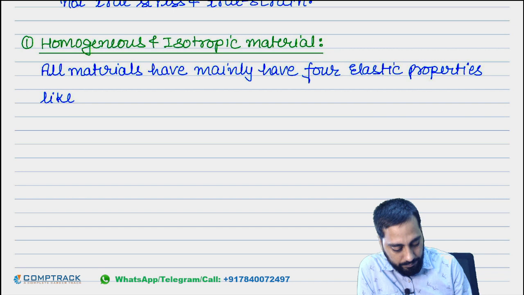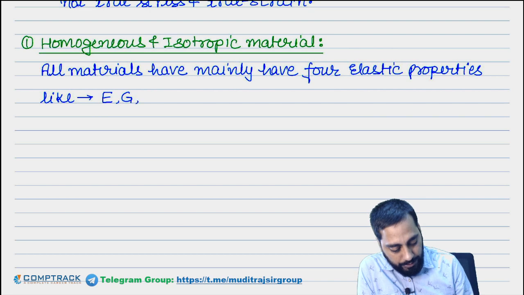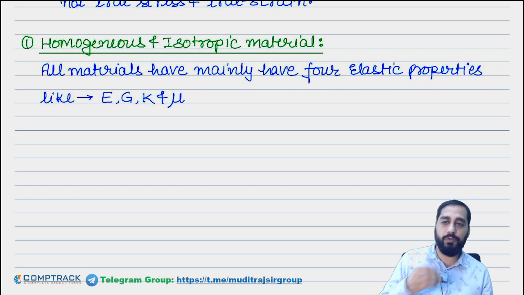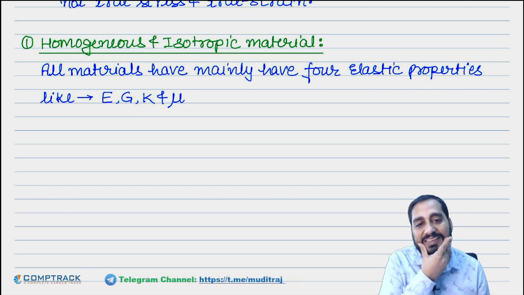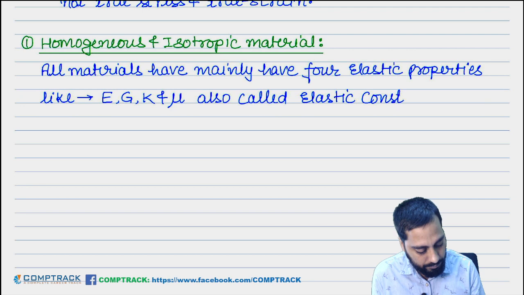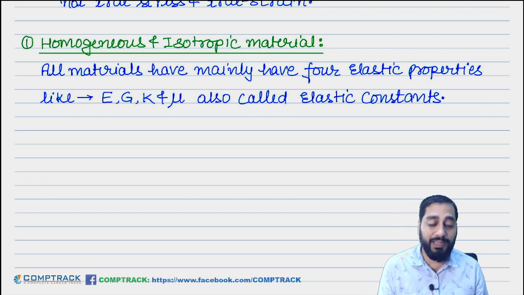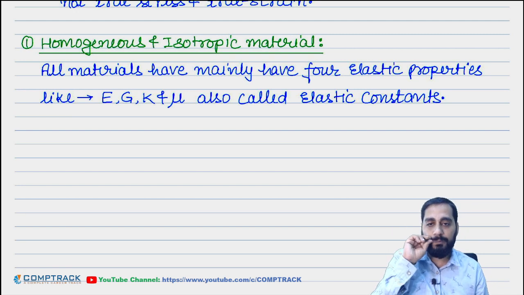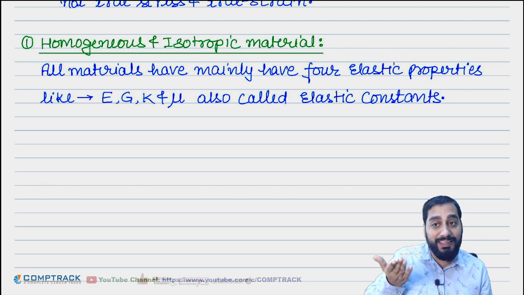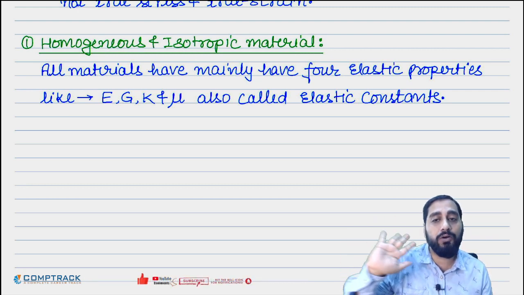Like E, G, K and mu. Okay, and these are also called elastic constants. But in actual practice, these are not constant. These are varying in the material from one point to other point. But in assumption, we take them like constant.